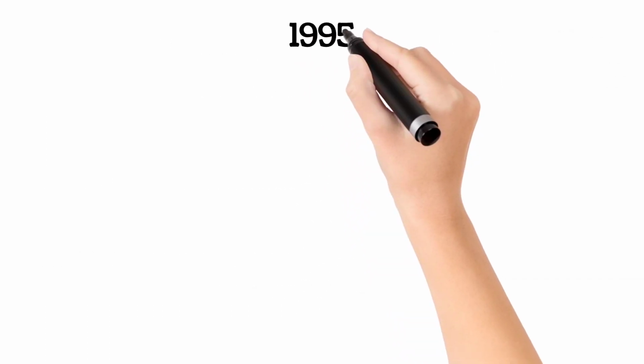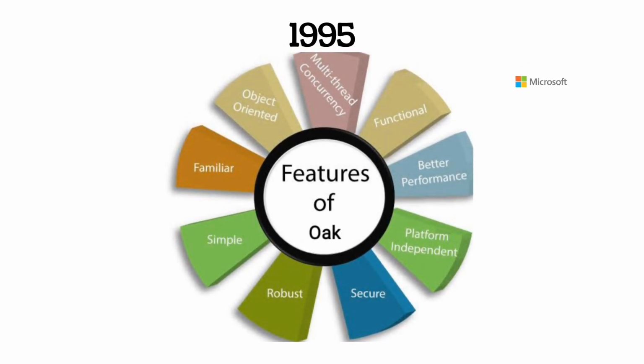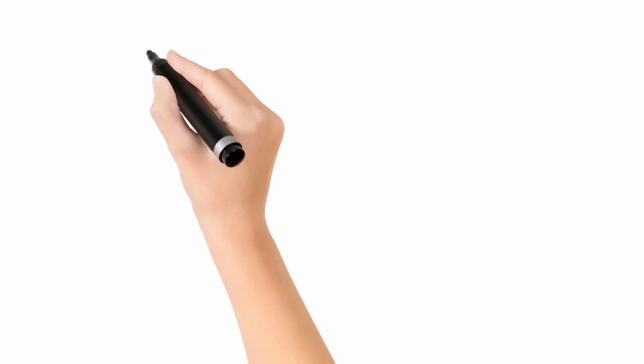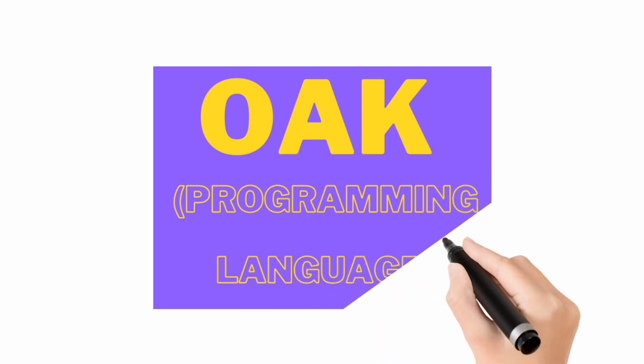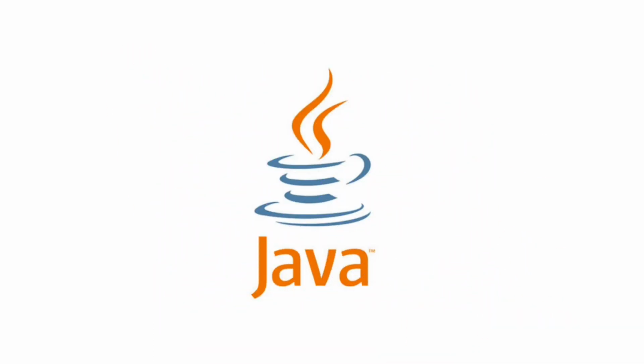In 1995, Oak became very popular with its features. Microsoft and Netscape Navigator gave their support to it. And Sun Microsystems renamed the Oak programming language into Java.